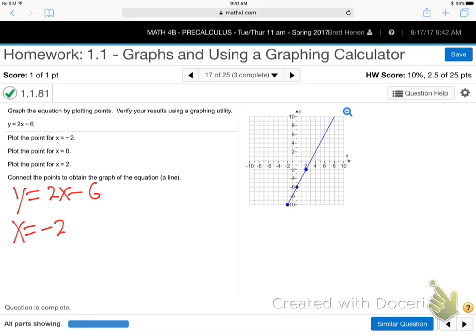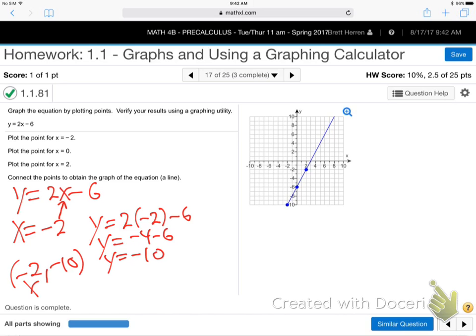So I just take this and I plug it in right there. So y will equal 2 times minus 2 minus 6. Y will equal what? Minus 4 minus 6. Y will equal minus 10. So that's the point, back to down 10, x, y. Like that. See what I did? I just plugged the negative 2 into the formula.